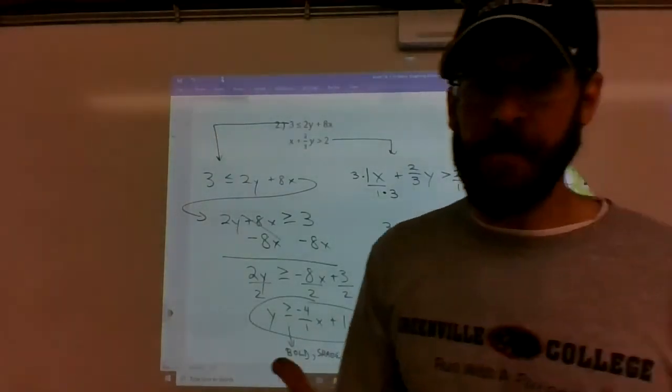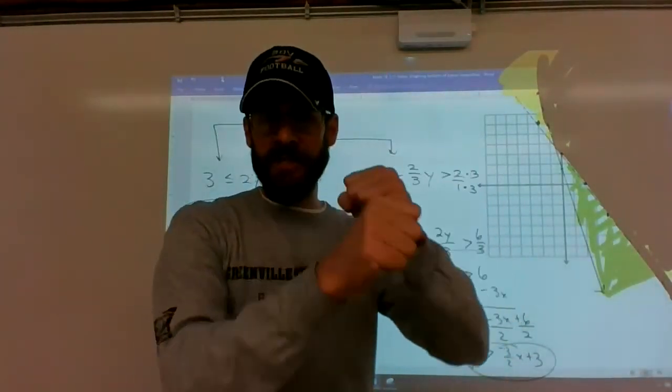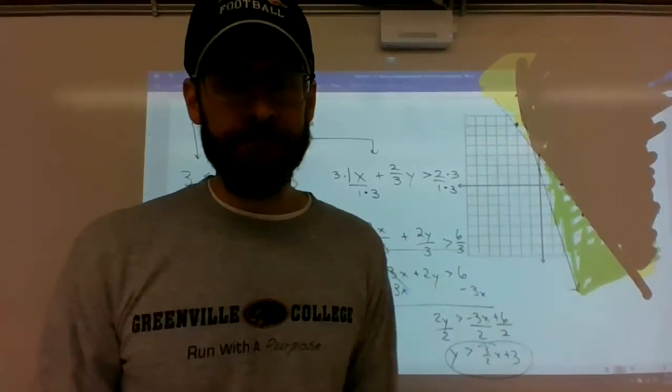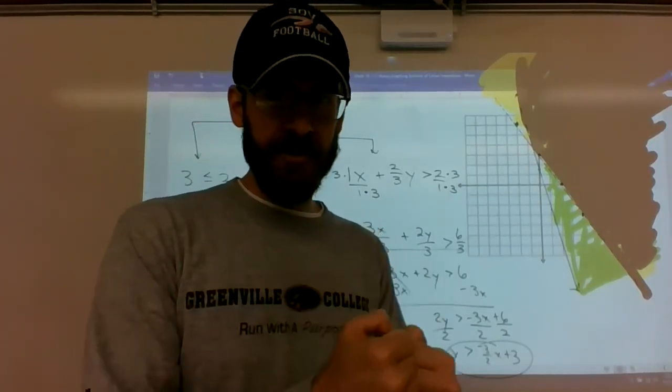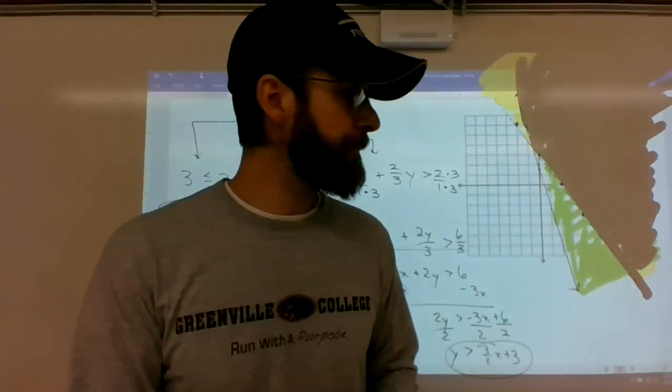But hopefully the concept made sense to you guys, this idea that when you have green and yellow in that shared space, well, that's what it means to be a system. You always graph the shared space. It's the intersection of the two parts coming together.